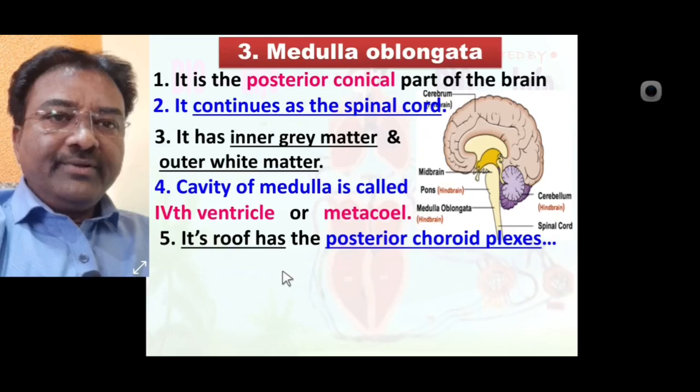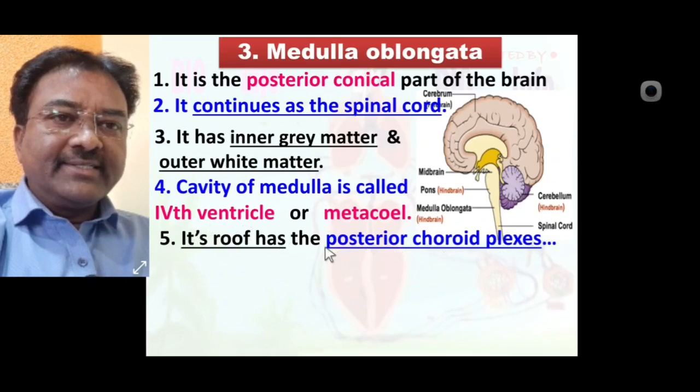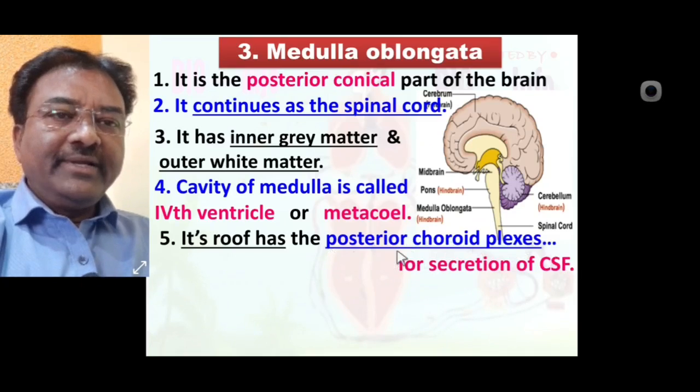The roof of the medulla oblongata has the posterior choroid plexus. Such posterior choroid plexus also secretes cerebrospinal fluid. You know, the anterior choroid plexus is present at the epithalamus of the diencephalon. Posterior choroid plexus are located in the medulla oblongata roof for secretion of cerebrospinal fluid.